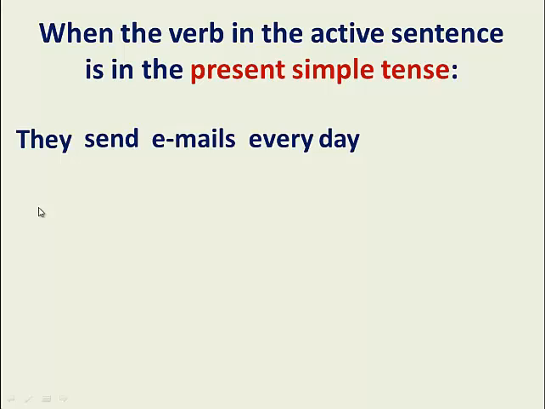But what is the object in this sentence? They send emails every day. What do they send? They send emails. The answer to this question is the object. So the word emails is the object of the active sentence. Now let's write it down as the subject of my passive sentence.